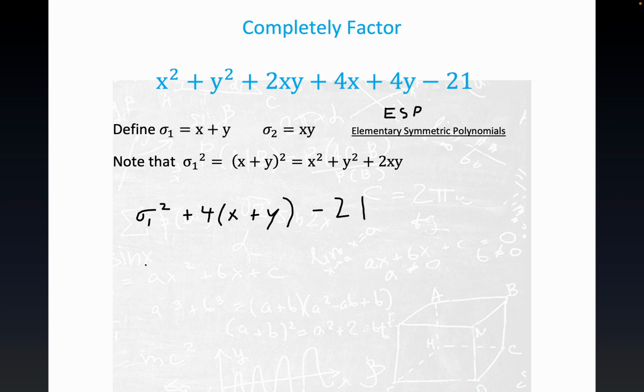All right, so what we end up with is sigma 1 squared plus 4 times sigma 1 minus 21. And I know a lot of you already recognize that this is factorable in the variable sigma 1.